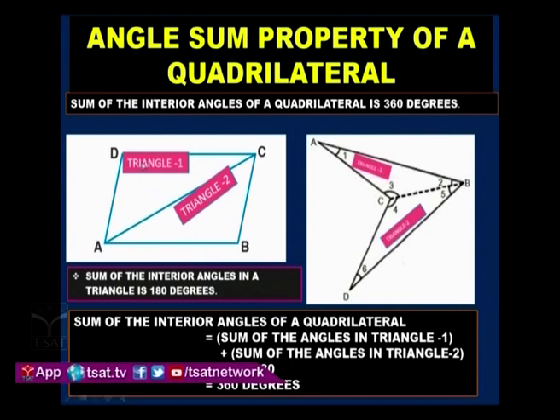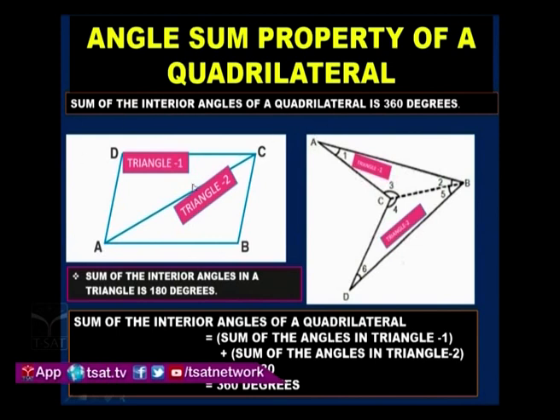So, the sum of the four angles in a quadrilateral is equal to the sum of the angles in triangle 1 plus the sum of the angles in triangle 2. The sum of the three angles in a triangle, we discussed, is 180 degrees. So, 180 plus 180 is 360 degrees. So, we can state that the sum of the interior angles of a quadrilateral is 360 degrees. This is called the angle sum property of a quadrilateral.